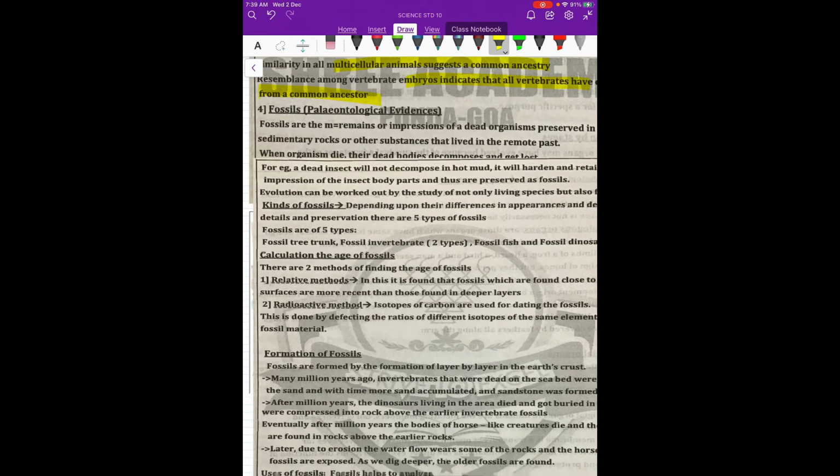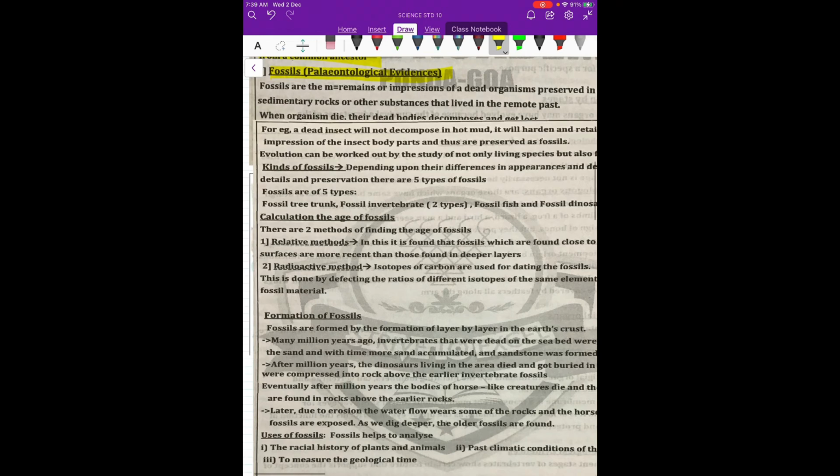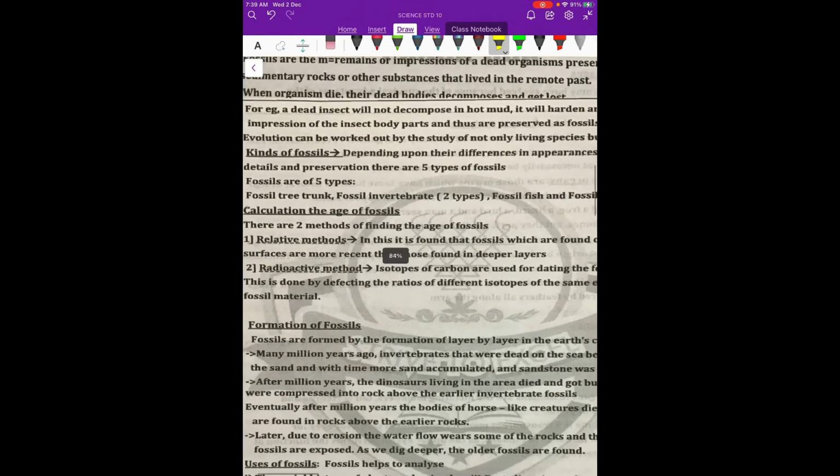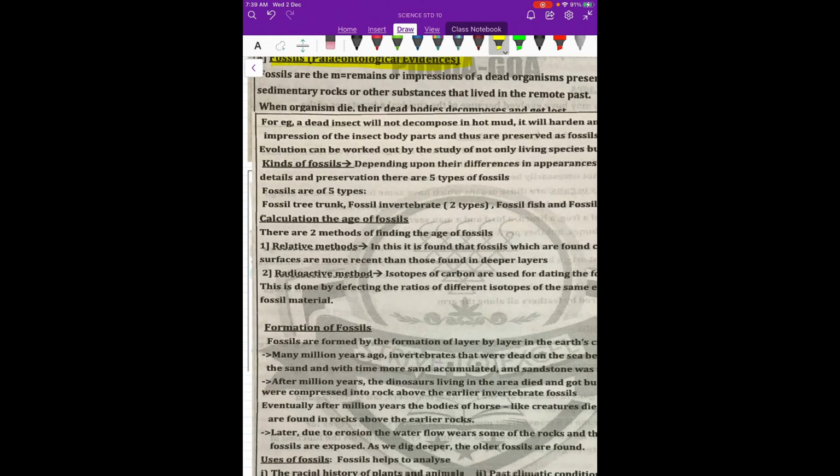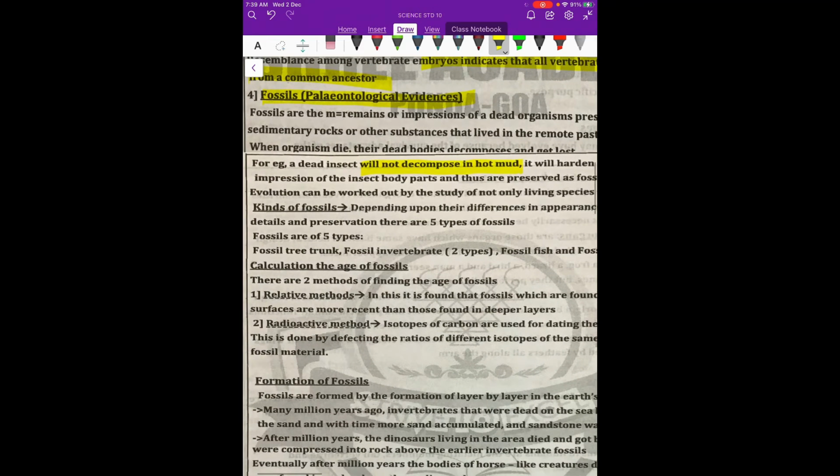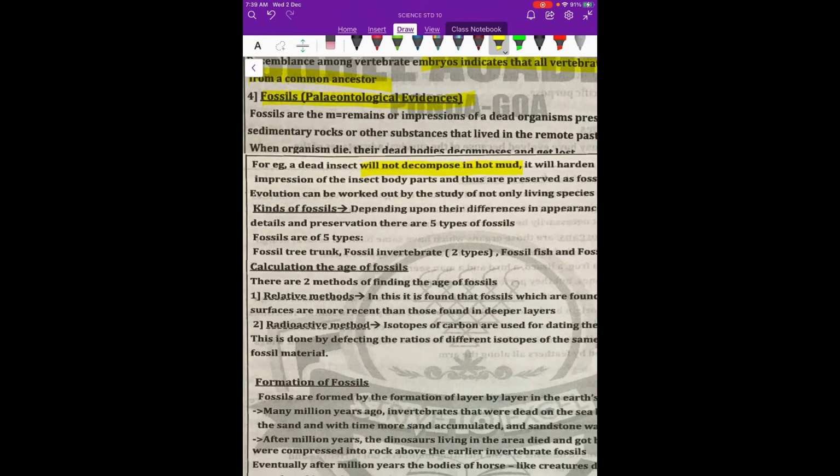The fourth and the most important is fossils, also called paleontological evidences. So what are fossils? Fossils are nothing but the remains or impressions of dead animals which are preserved in the soil or the rocks, and which were present millions of years ago. In those times the earth was hot, so a dead insect would not decompose in this hot condition. In fact, it will just harden, and that hardened impression will be there on that mud or that rock forever.